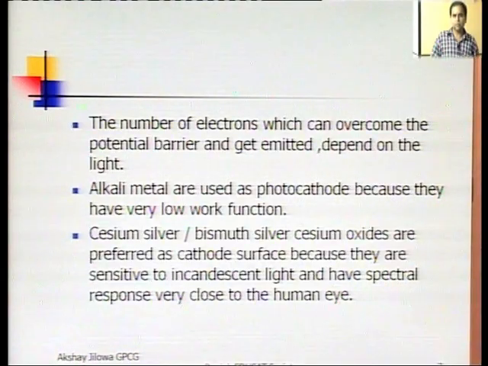Cesium silver or bismuth silver cesium oxides are preferred as cathode surface because they are sensitive to incandescent light and have spectral response very close to the human eye. So, these are some of the materials normally preferred as photocathode, because they are very sensitive to incandescent light and have a very good spectral response which is close to the human eye.